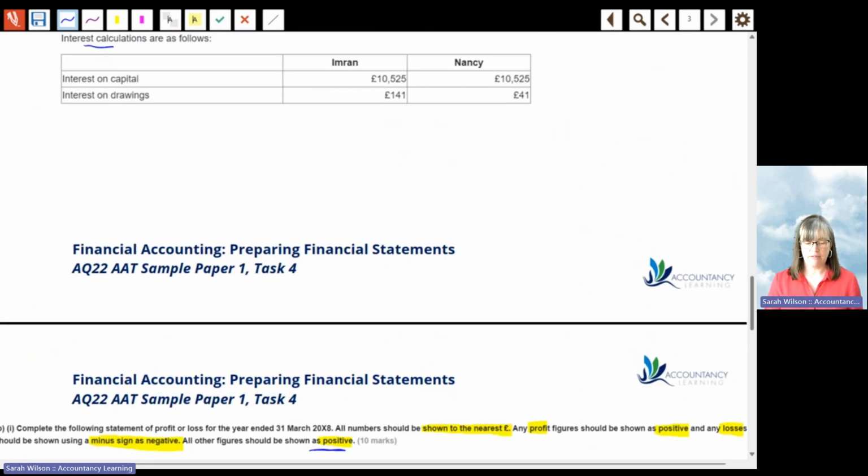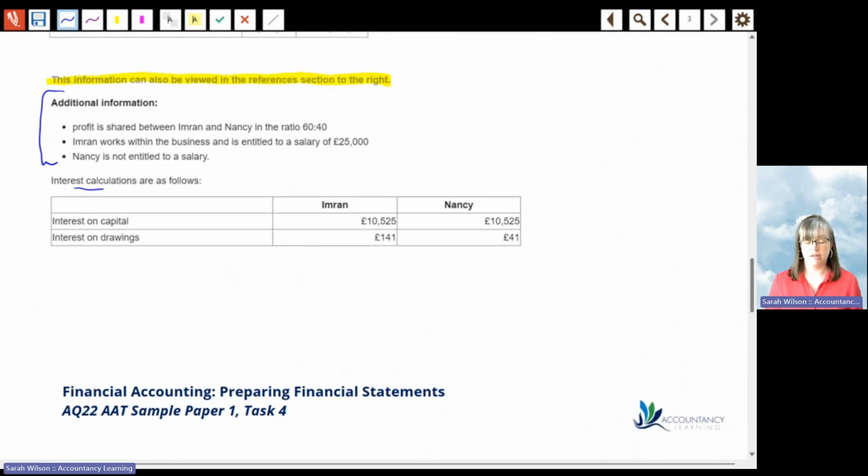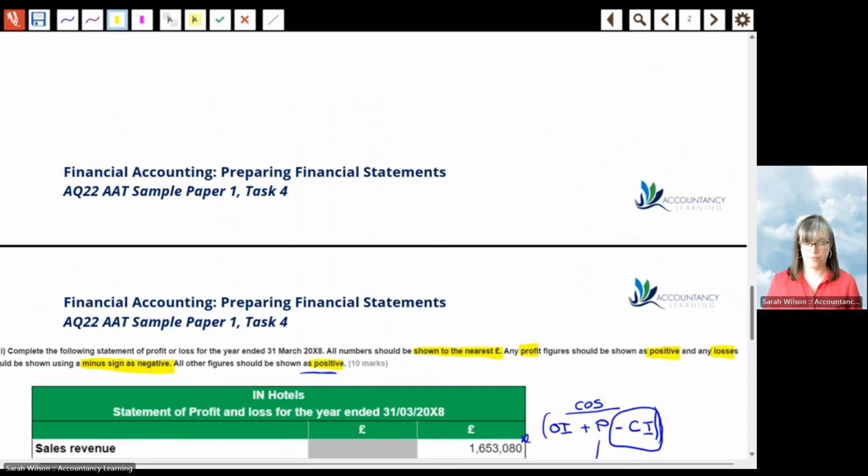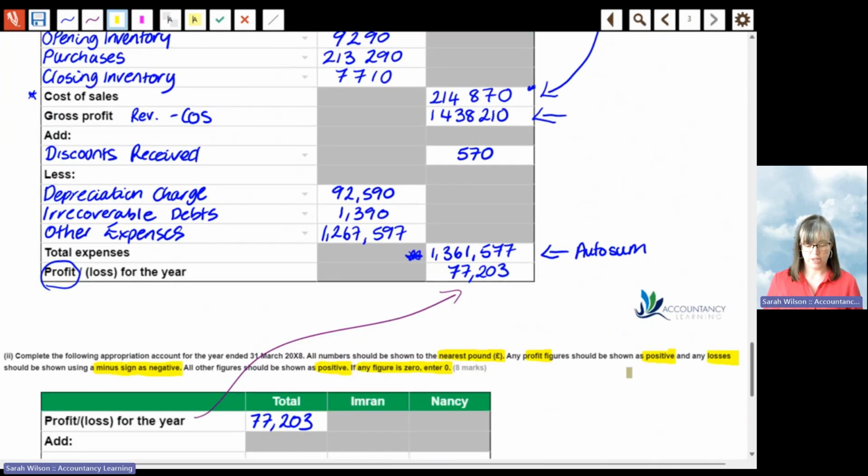Now we need to have a look at the information that we were given. So again, just as a reminder, have it in the references so you don't need to keep scrolling up. So we've got a profit share ratio of 60-40, Imran to Nancy. Imran is entitled to a £25,000 salary, but Nancy doesn't get a salary. And then we've also got the interest on capital and drawings down here as well. So let's go down.